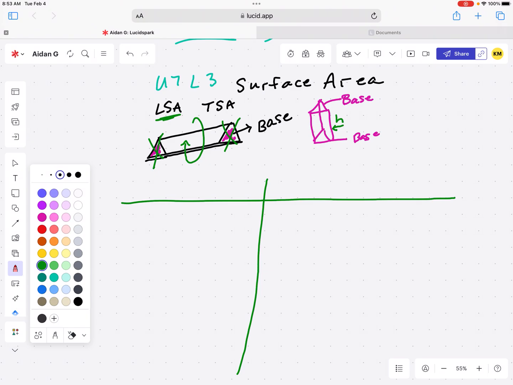I'm going to show you two different ways to find the surface area. One is with the formula. The formula is surface area equals the perimeter of the base, because it's a capital P, times the height of the figure, plus 2 times the area of the bases. Regardless of what the base is, it's just the area of the base of that figure.